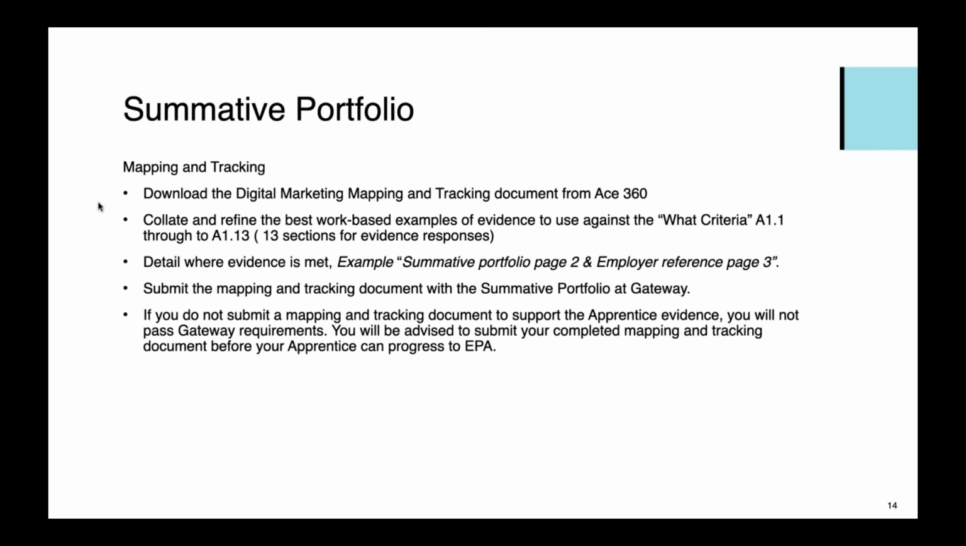Unfortunately, if you don't submit a mapping and tracking document going forward to support the apprentice evidence, you won't pass gateway requirements. So you'll be advised to submit your completed mapping and tracking document before your apprentice can progress to EPA.